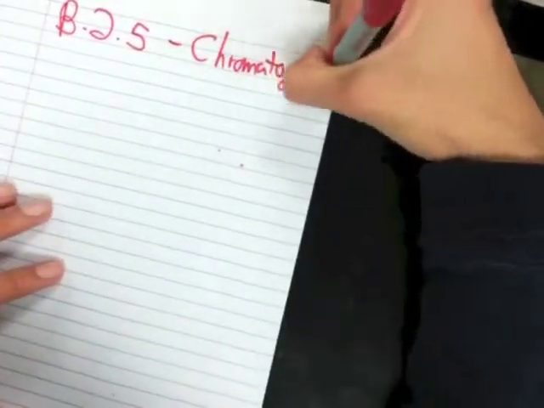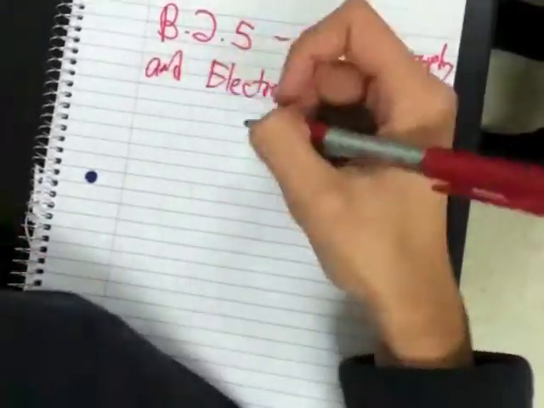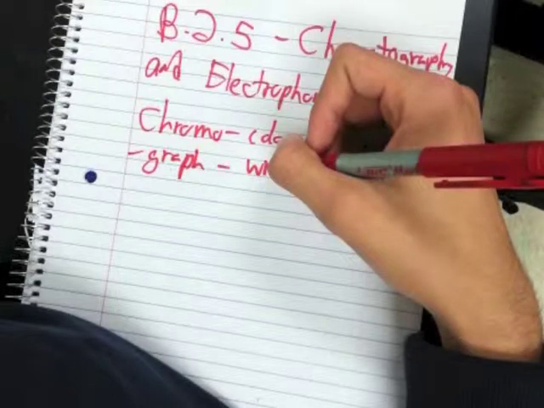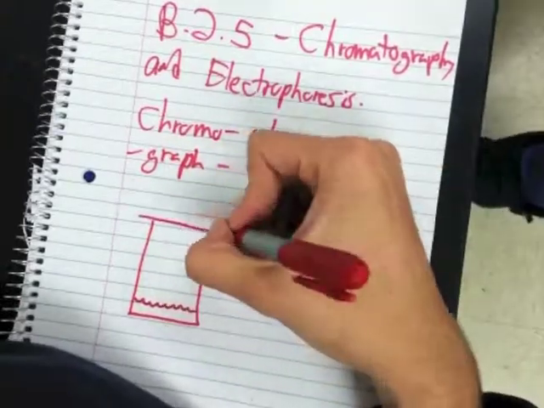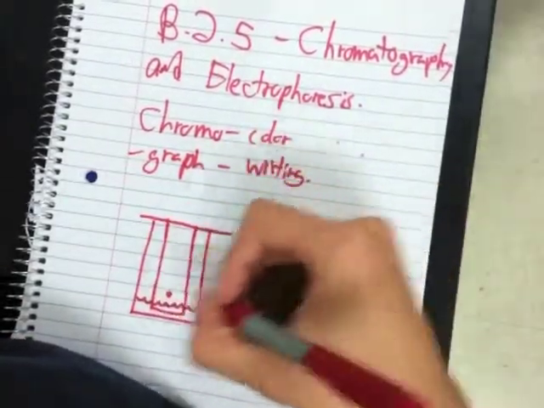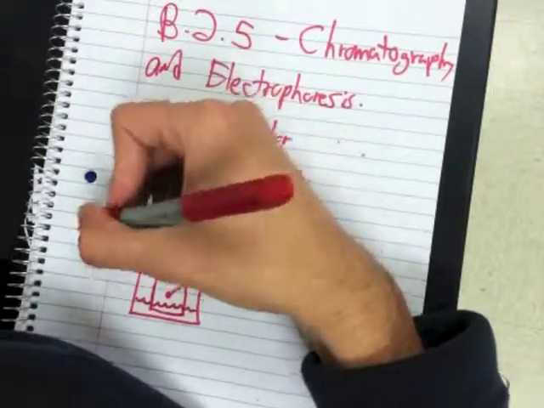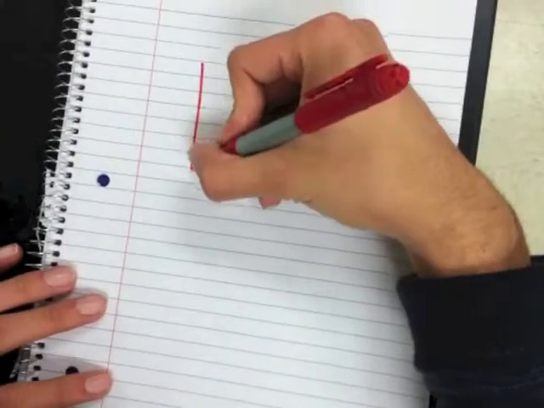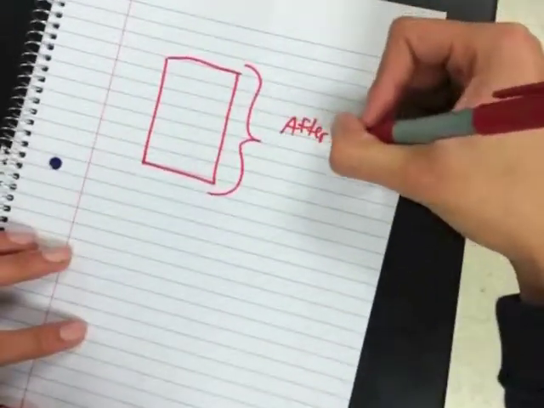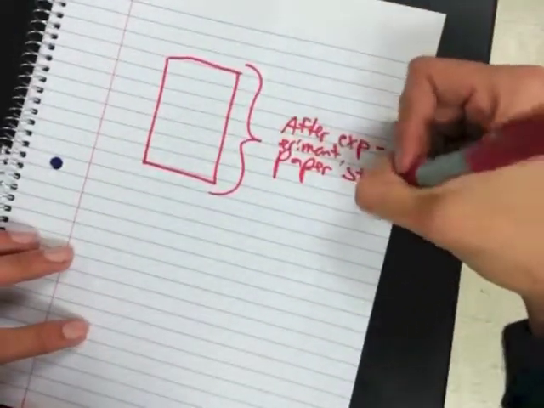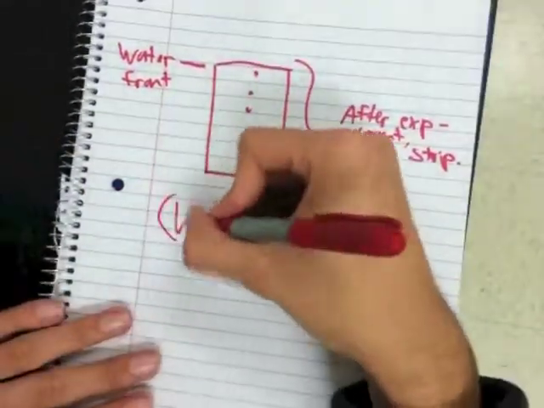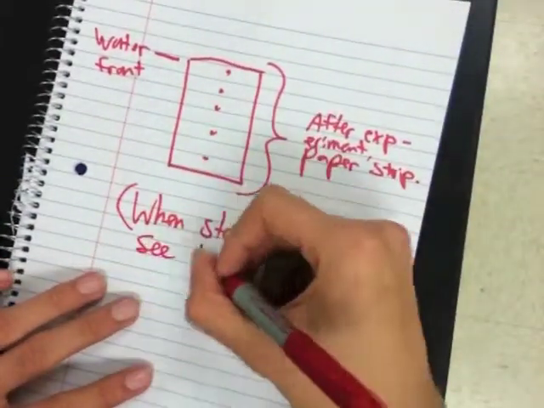Okay, so B.2.5 is chromatography and electrophoresis. Chromatography: chromo is color, and graph is just writing. What we have is a beaker, and a strip of paper just touching the water with a dot of amino acid. The water is going to go up through capillary action, and eventually we're going to get something that looks a bit like this. That's the strip of paper now, not the beaker. The dots are going to be at different heights because each amino acid is slightly less soluble, so it will climb higher or lower. And that's how we can differentiate between them.